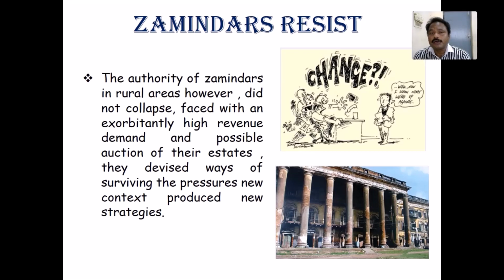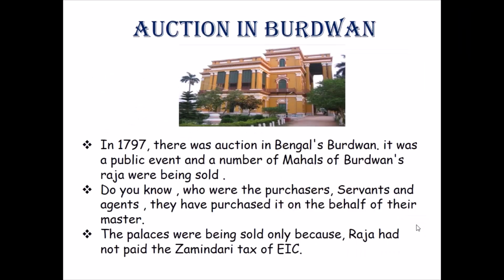Next, how did the Jamindars resist this? The authority of Jamindars in rural areas, however, did not collapse. Faced with an extraordinarily high revenue demand and possible auction of their estates, they devised new strategies for surviving. The Jamindars had their own troops and their own courts, but gradually the East India Company.